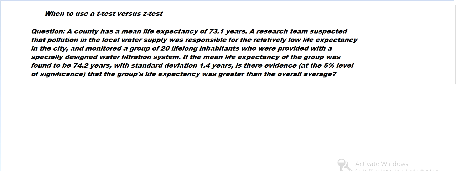So they do a test. They give 20 local inhabitants a specially designed filtration system, and they found the mean life expectancy in that group was 74.2 years, and the standard deviation 1.4. So we want to carry out a test to see if there's evidence that the life expectancy was greater than the overall.